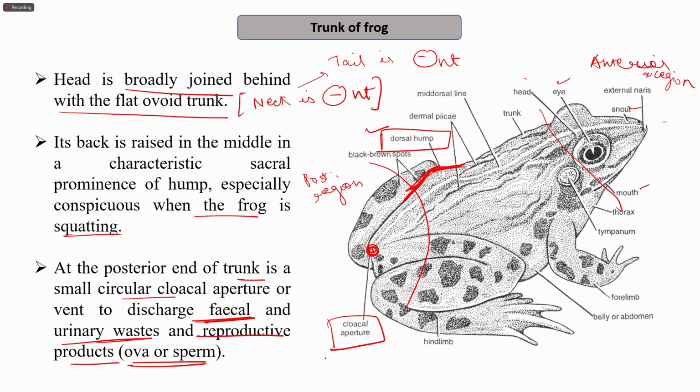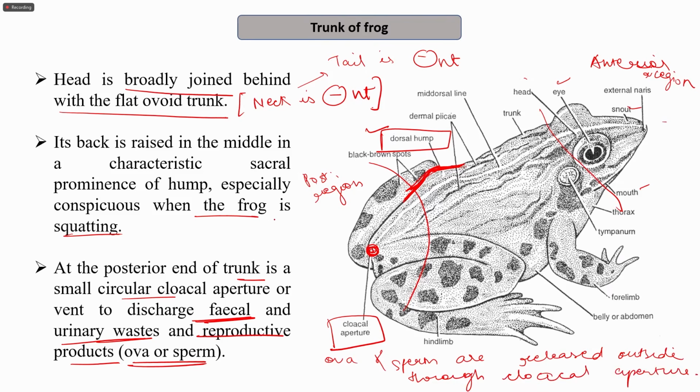We know that the fertilization is external. We have already studied that. Therefore, ova and sperm are released outside through the cloacal aperture. So in frogs, we have a urogenital system, that is, the opening of both the urinary waste and reproductive products is the same, and it is through the cloacal aperture, which is present in the posterior region.